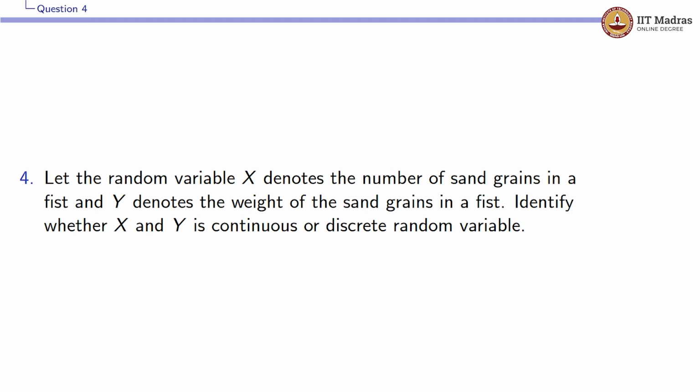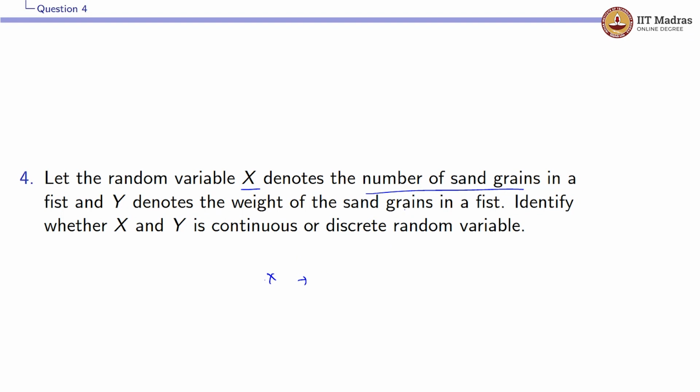So we look at the fourth question in the tutorial questions. They have given that a random variable x denotes the number of sand grains in a fist and y denotes the weight of sand grains in the fist. So the number of sand grains is nothing but the count there. So they have given x to be the random variable.